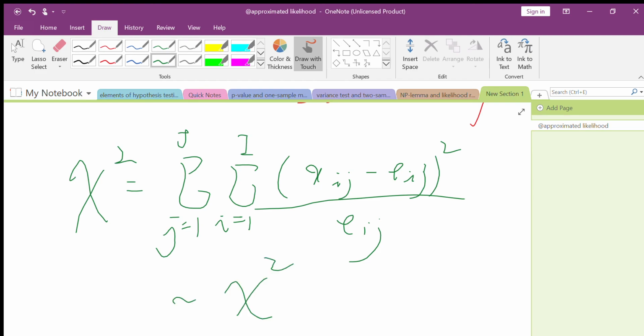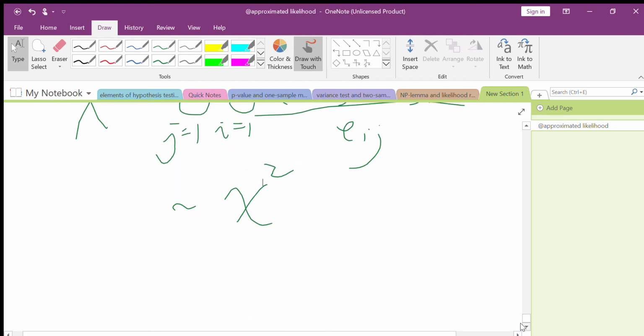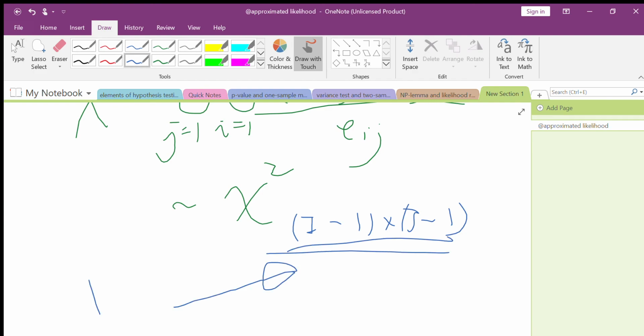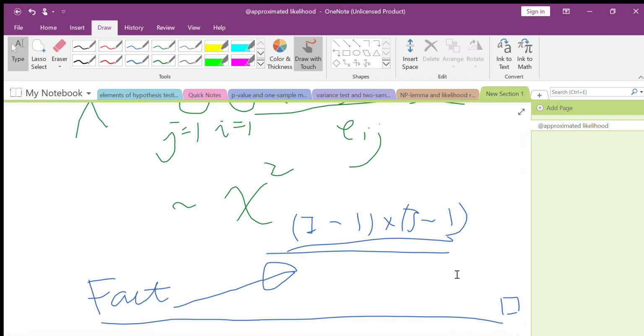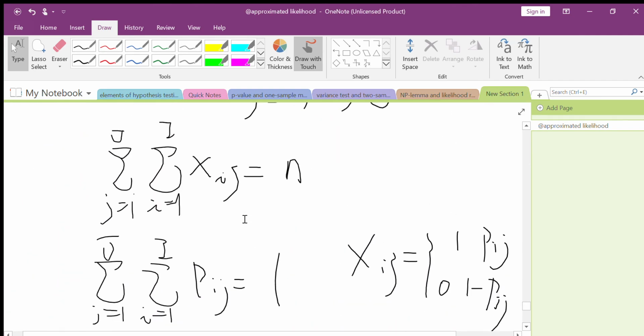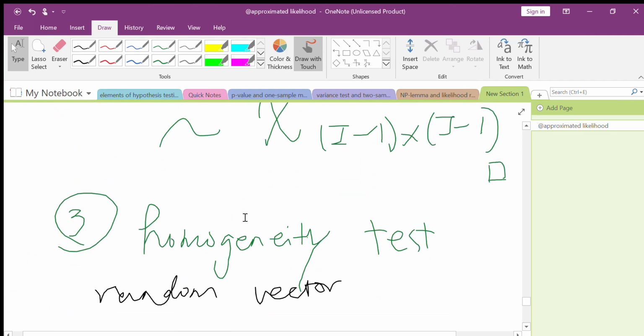So what is the degree of freedom of this chi-square distribution? It is also (I minus 1) times (J minus 1). And this, remember, as a fact. It needs mathematical proof, but in our course we don't prove it. Okay. Now we have finished the third application of chi-square test, which is the homogeneity test.